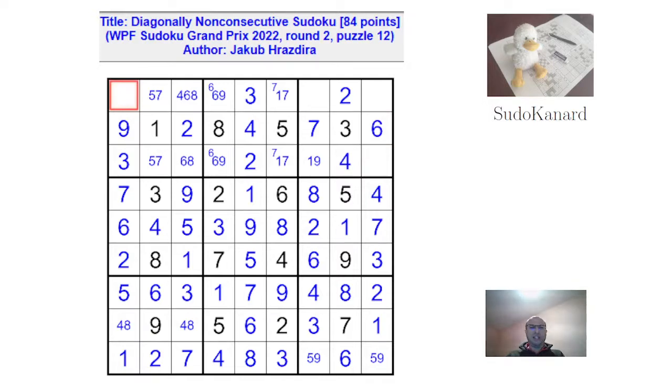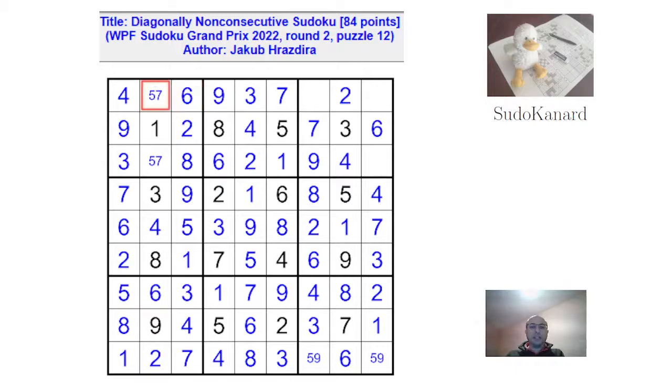This is 4 or 8. I'm scanning for stuff that I might have missed. Oh yes, this 8 prevents this from being a 7. So I get lots of digits out of this. That's a 4, that's a 6, that's a 9. That's a 4, that's an 8.